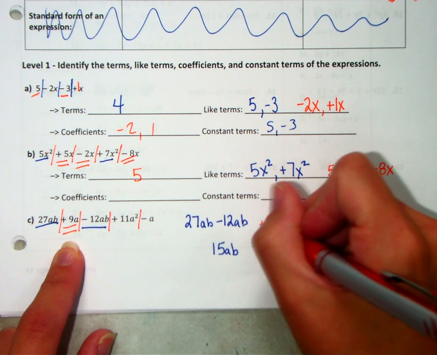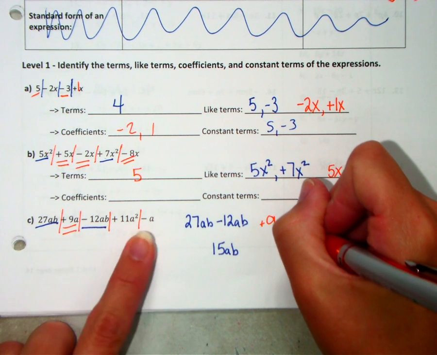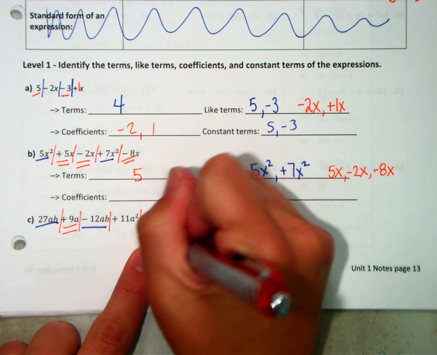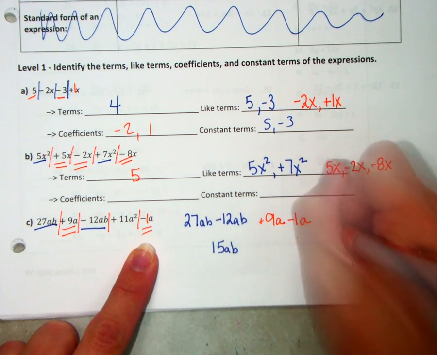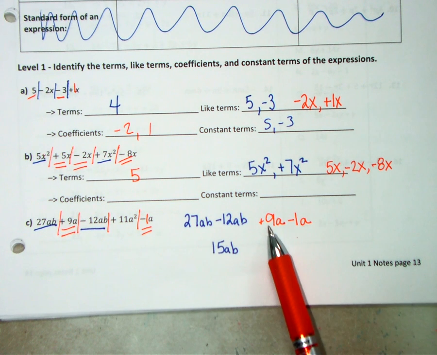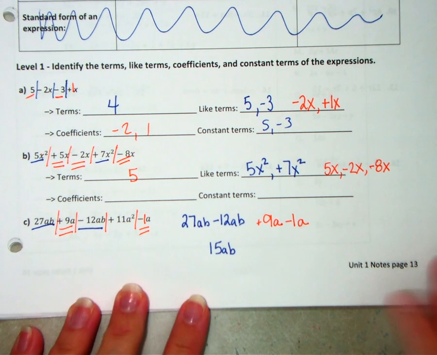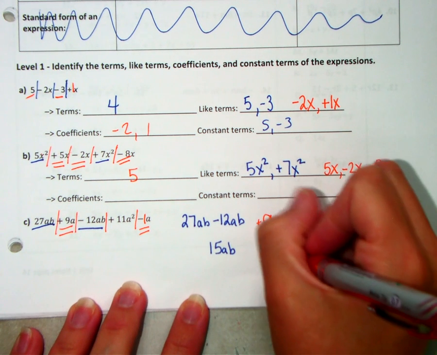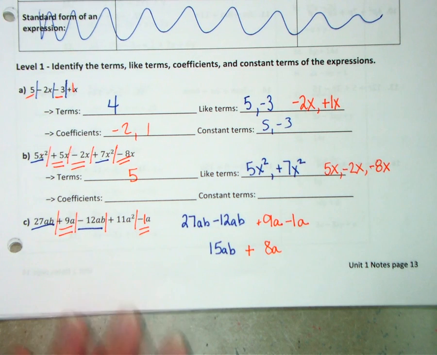I have a 9A, a positive 9A. Any other A's? Ooh, right here there's an A. That's a negative 1A, so let's write that, negative 1A. Okay, so in your calculator, what you're going to be doing is you're going to take 9 minus 1. That's 8. Since that 8 is a positive 8, we need to put a plus in between there.